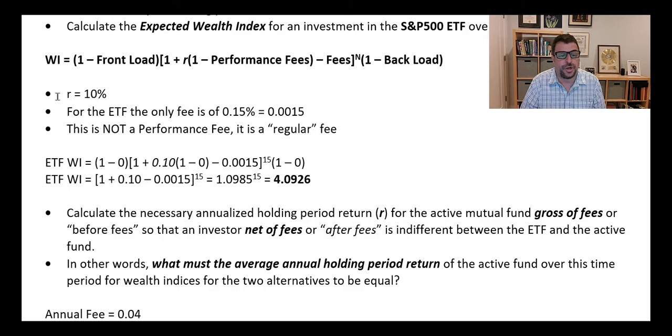So the return on the S&P 500 is expected to be 10%. And so for the ETF, the only fee is the 0.15%. This is not a performance fee. It's a regular annual fee. And so I'm just going to plug into this equation for the ETF and compute its wealth index. 1 minus the 0 front-end load, times 1 plus the 0.1 R, times 1 minus 0, minus the 0.0015. And then I'm going to take that to the 15th power because there are 15 years.